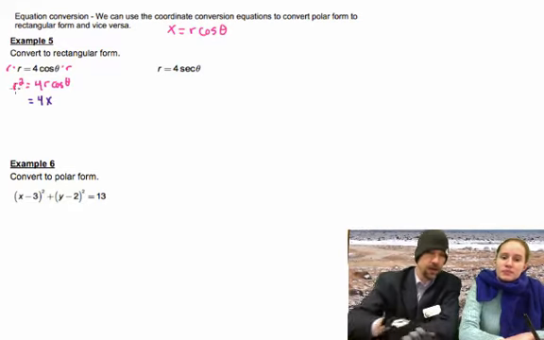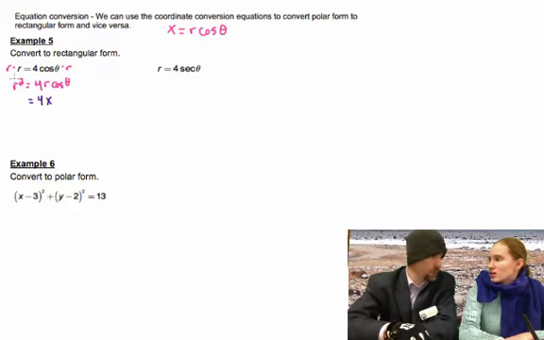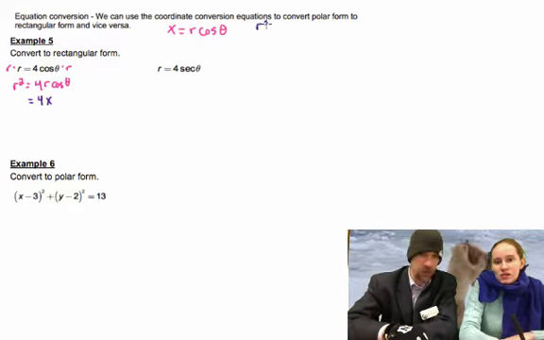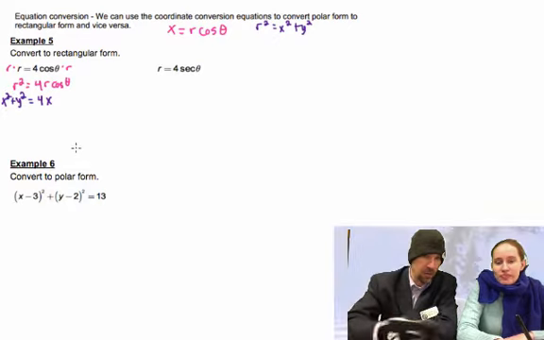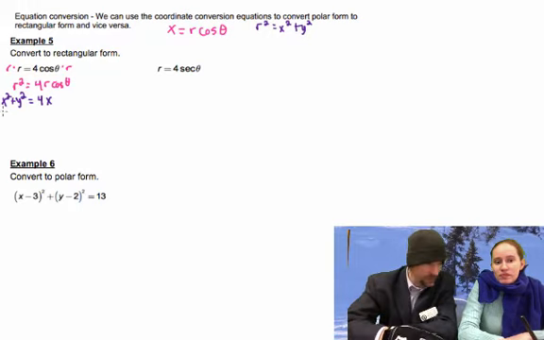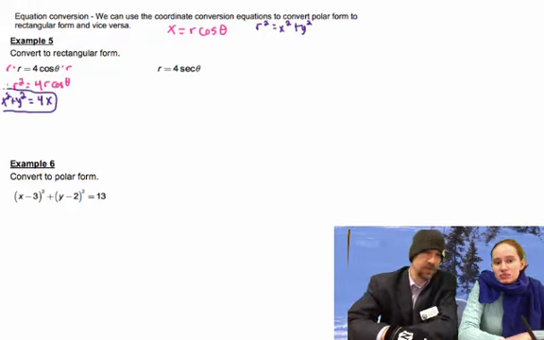Now, here's the weird thing. R squared is equal to x squared plus y squared. It's written in our notes, probably on your unit circle as well. Now, I'm looking at the purple line, and I don't see an r or theta anywhere. Technically, we're done.